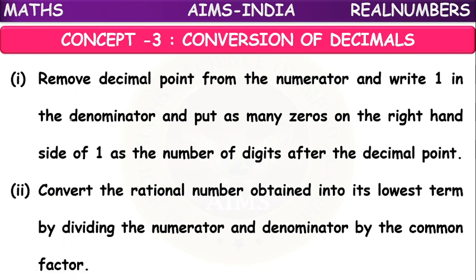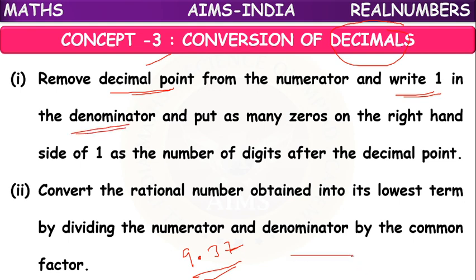First, they are asking about conversion of decimals. We will be having a decimal point in the given expansion, like 9.37. Now we have to convert it to a rational number. The first step is to remove the decimal point and write 1 in the denominator, because a rational number has a numerator over a denominator.